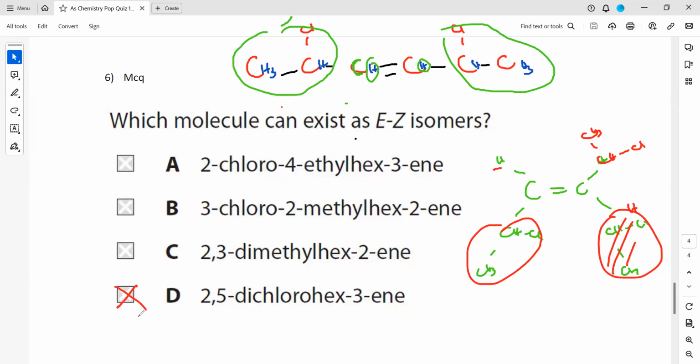So to have a geometrical isomer, you always check the carbon-carbon double bond, and the groups attached to the carbon-carbon double bond should be different, so that we can identify which is in and which one is out. And you have to check for both carbons. If on one side a different group is attached and on another side identical groups are attached, then again it cannot exhibit geometrical isomer.